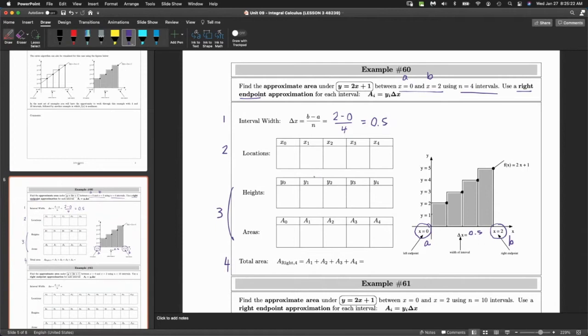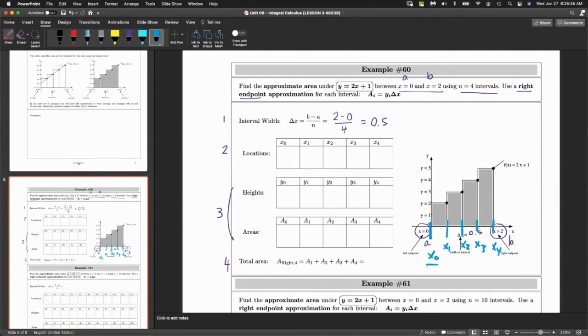So now we want to find the locations. So this stuff here where I say x0, x1, x2, x3, these represent the x values. So if I go on the grid here, x0, x1, x2, x3, x4. Okay?